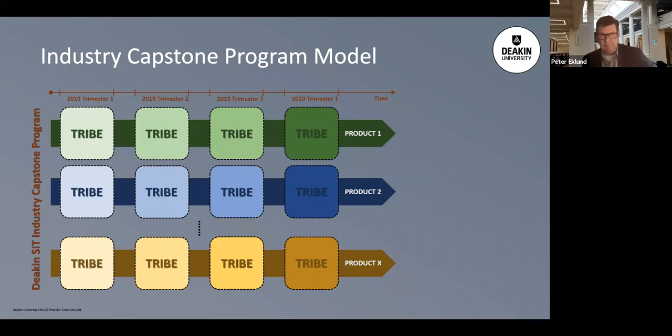Now, what are the tribes? Well, we have a cybersecurity tribe. We have several ed tech tribes. We have several blockchain tribes that respond to different use cases and so on. We also have virtual reality and games as a specialization, and those students are accommodated with tribes that are suitable to their specialization.